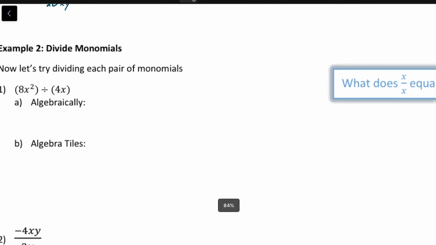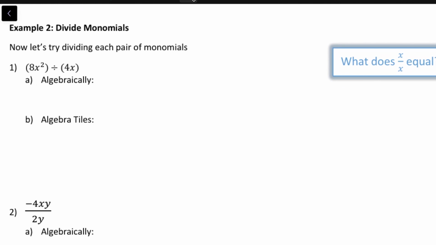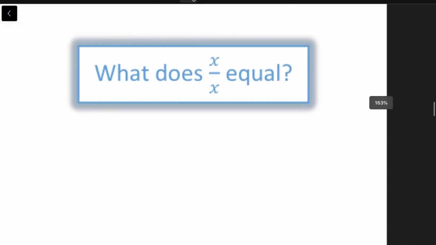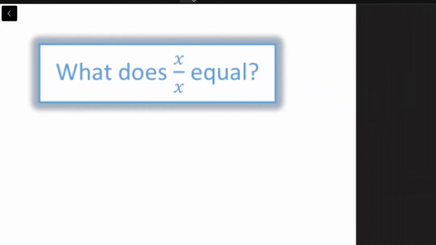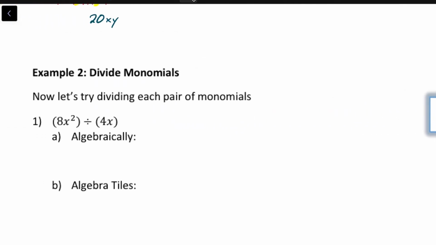All right. Next, we're going to be looking at dividing monomials, okay? A quick tip when dividing monomials, think about this question. If I have x divided by x, what does this equal to? X divided by x, of course, equals 1, right? Any number divided by itself is equal to 1, and that's a really important principle when we're dividing monomials, okay?